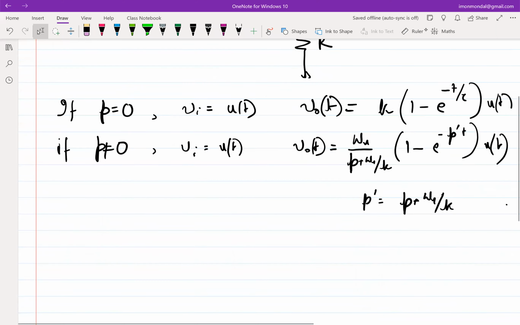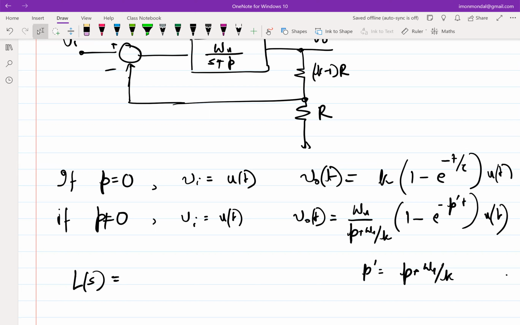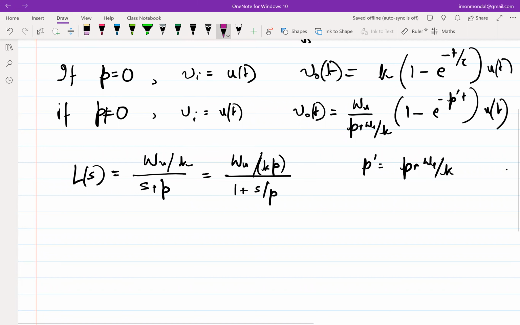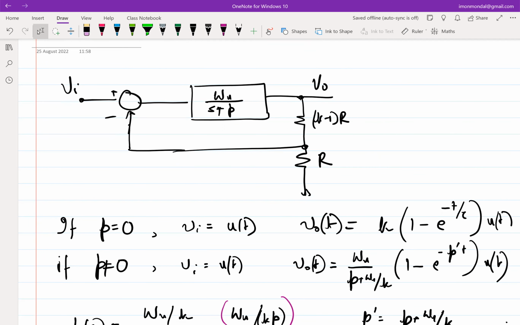So what is the loop gain in this case, L of S? If I take P out, this becomes by P, and this factor is essentially what we call the DC gain, because if you set S equal to 0, that is at DC, the loop gain is omega u by K times P. So this is traditionally expressed in this form, where the DC gain becomes equal to omega u over K times P, right?